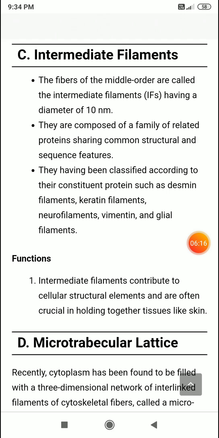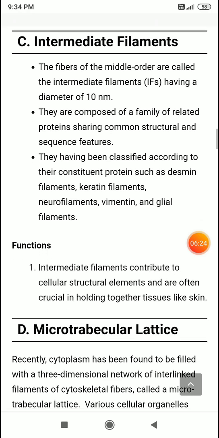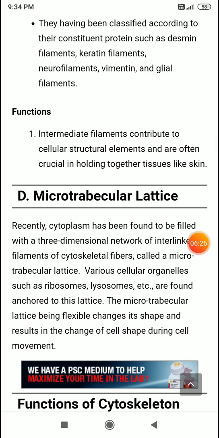Intermediate filaments contribute to cellular structural elements and are often crucial in holding together tissues like skin.